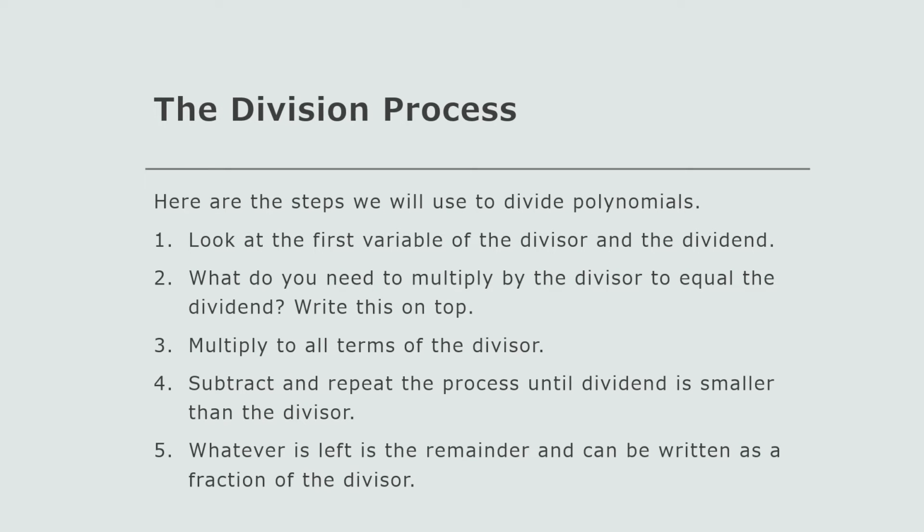Okay, so here's the process we're going to use when we do this same division with polynomials. First, look at the first variable of the divisor and the dividend, and decide what you need to multiply by the divisor to equal the dividend. That's what you're going to write on top. Then you multiply that value by all terms of the divisor. Just like long division, you subtract and repeat the process until the dividend is smaller than the divisor. Whatever's left is your remainder, and then you can write that as a fraction of the divisor. So let's see that worked out.